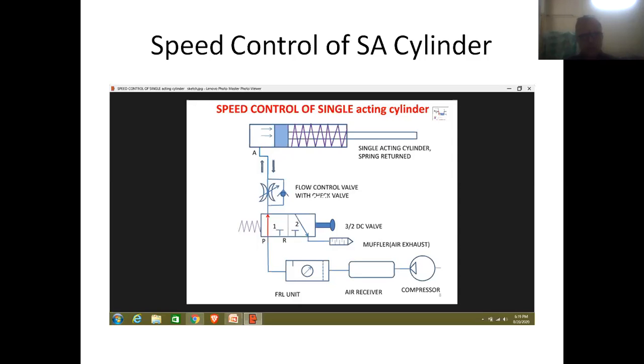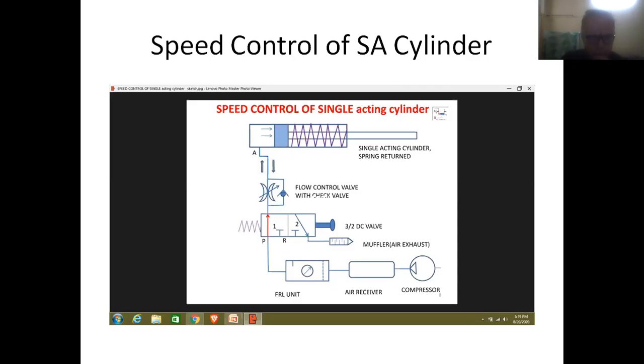And when the piston moves in reverse direction, naturally the tool will also be moving in reverse direction. So friends, this is about the speed control of a single acting cylinder. So now we can see the arrangement. Let us make a note of all these items.